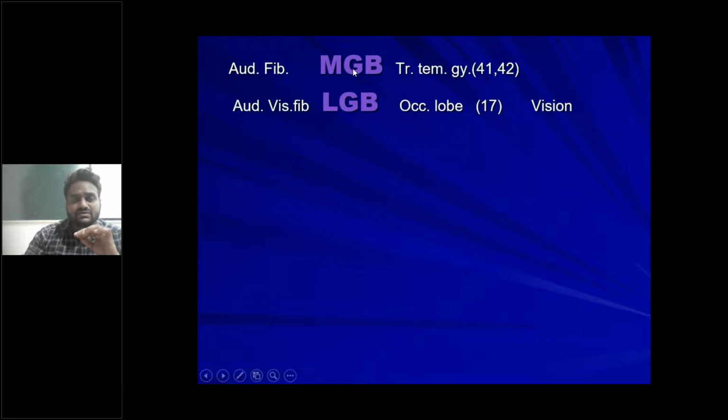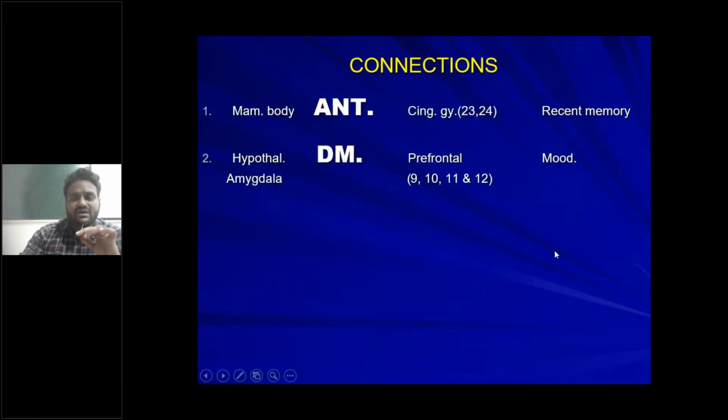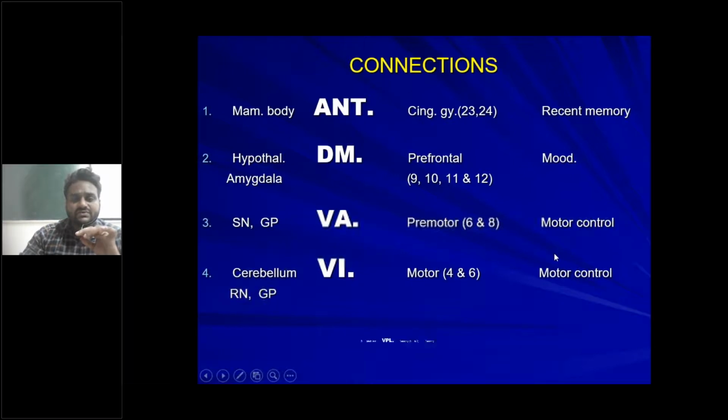And in the fourth group, MGB and LGB. MGB is concerned with the auditory pathway. LGB is concerned with the visual pathway. You know it: input fibers from the auditory pathway and output fibers to the temporal lobe regarding the MGB. Regarding the LGB, input fibers from the visual pathway, output fibers to the striate areas of the occipital lobe. So these are the important nuclei. In this slide, I mentioned the connections of the other nuclei. If you are interested, you go through these connections.